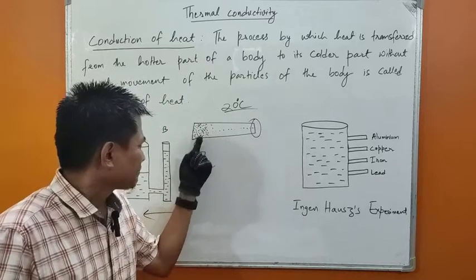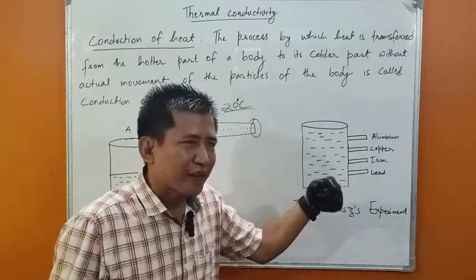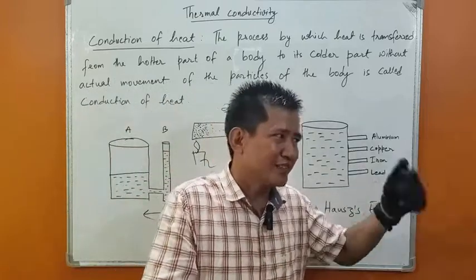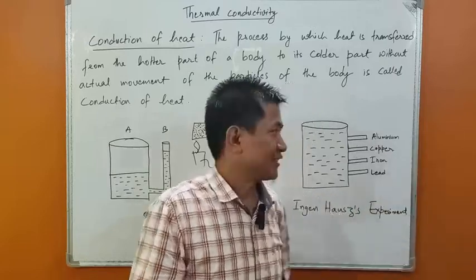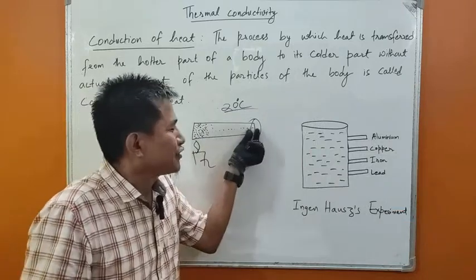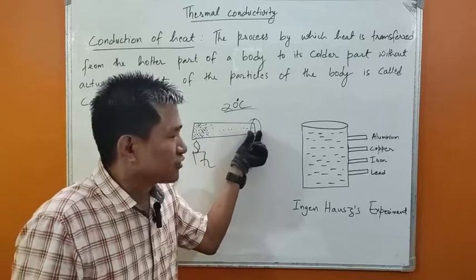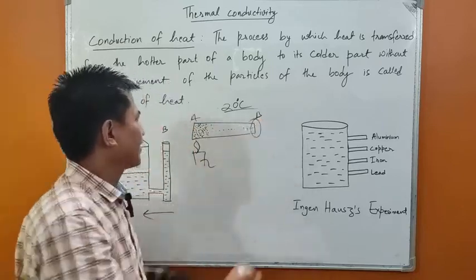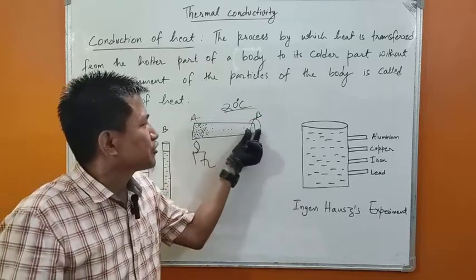The particles vibrate and collide with the next particle, and the next particle starts vibrating, and that particle collides with the next particle, and that next particle starts vibrating, and that particle collides with the next particle. And similarly, heat energy is transferred from this part of the body to this part of the body. Okay, from this part of the body to this part of the body. Let us say A and B. Okay, the heat energy from part A is transferred to the part B.